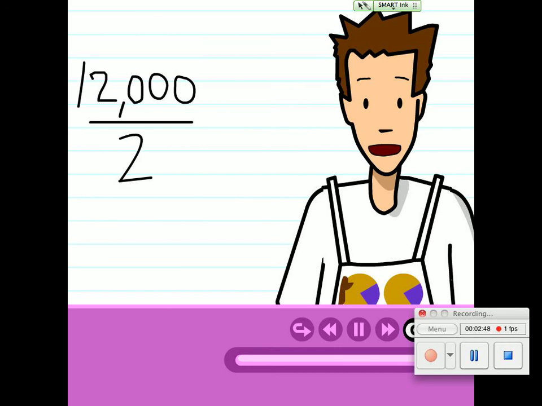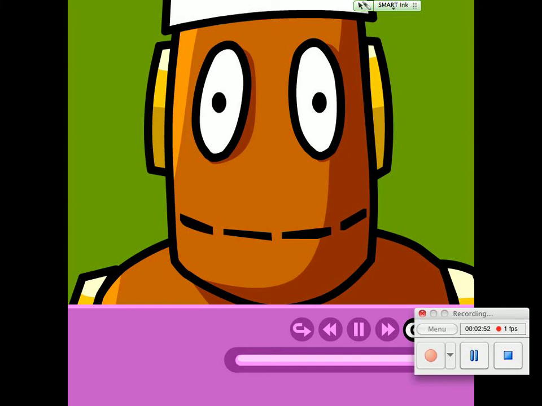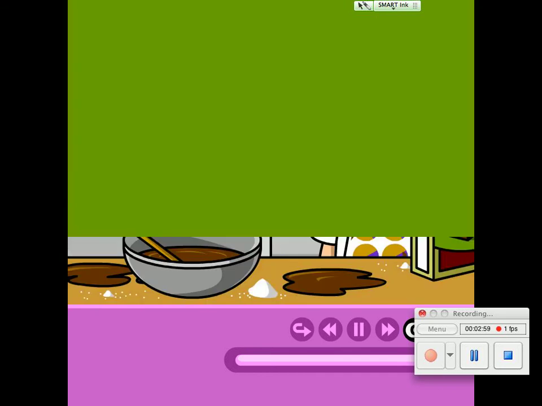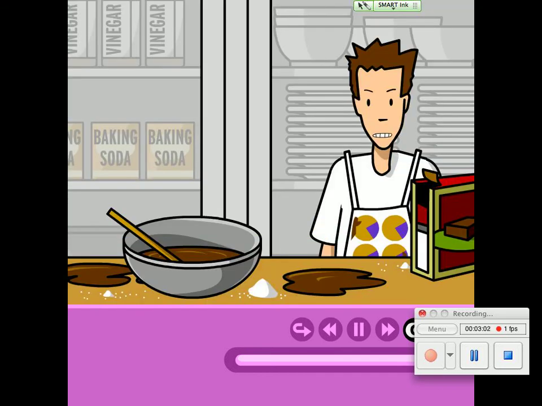12 times 1,000 is 12,000. 2 times 1 is 2. And 12,000 halves equals 6,000. All right, Moby, it's confirmed. We need 6,000 grams of brownie mix.